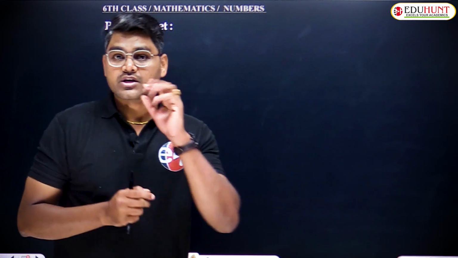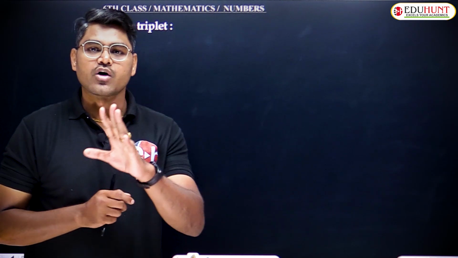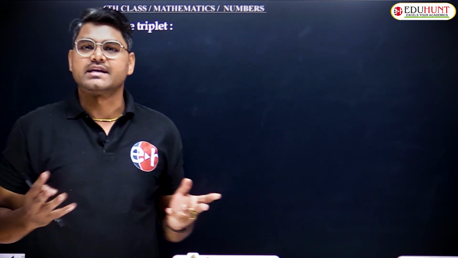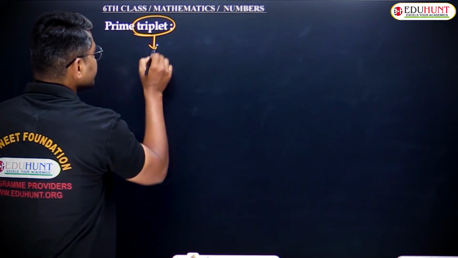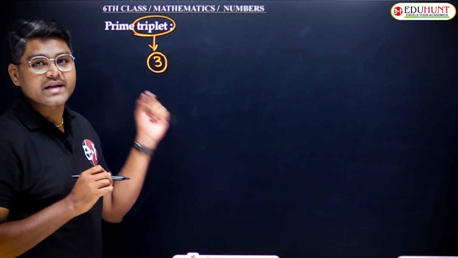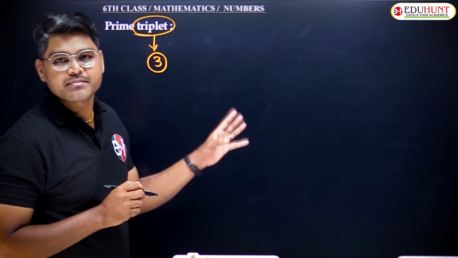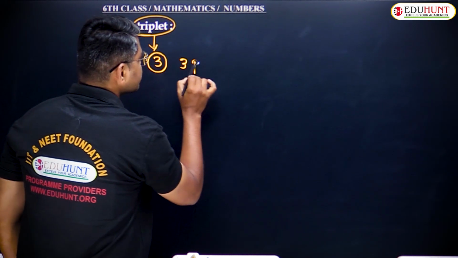We have seen twin prime numbers, prime numbers, composite numbers. Now what is a prime triplet? Triplet means 3 numbers must be there. 3 prime numbers must be there.